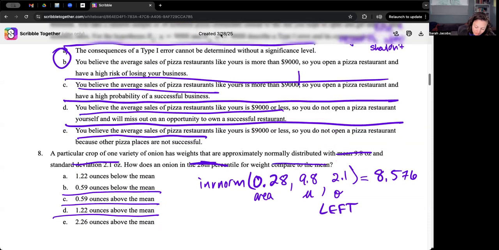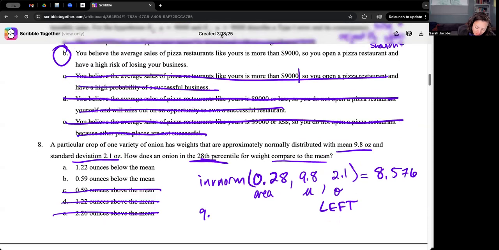So if we take the mean and we subtract that weight, 8.576, we're going to get 1.22. So it's 1.22 ounces below the mean.